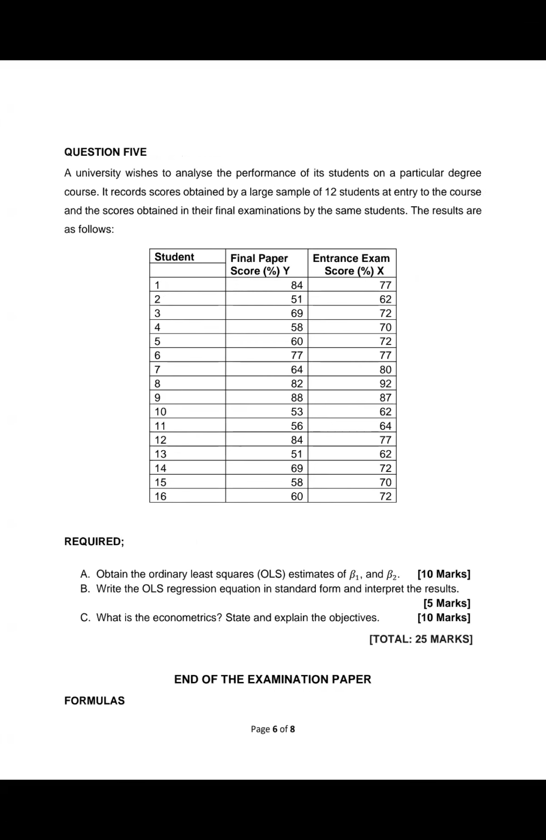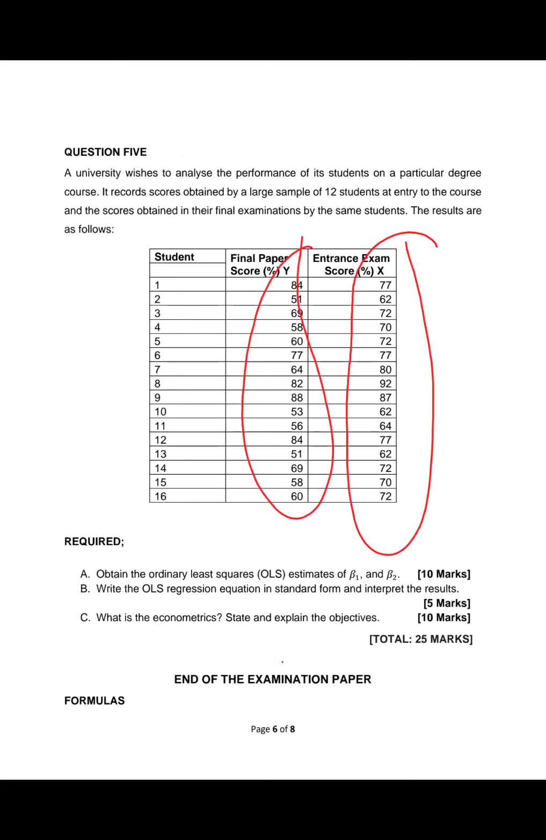Then this one, it's easy. You can even use a calculator. I think I explained how to use a calculator on this. You can come up with beta one and beta two and specify the model, then interpret it. You don't have to use a calculator. It is allowed in econometrics to use a calculator, but you have to show your working.